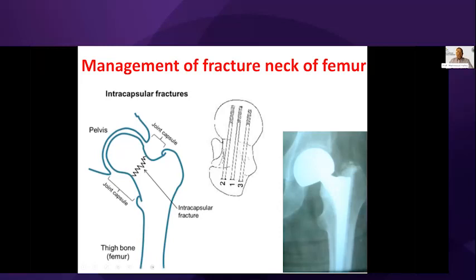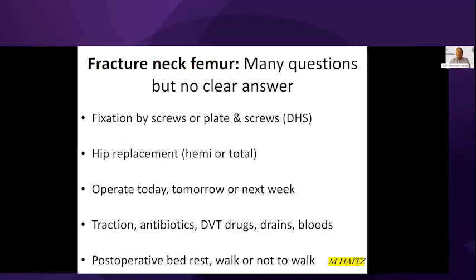Okay, when we have a fracture neck of femur, if it is intracapsular or extracapsular, with intracapsular, you may have options. With extracapsular, we have one option, and these are the basics that everybody will apply. But when we come to questions that don't have answers, like for example, if it is intracapsular, would you fix by screws or plate? Would you do a DHS or would you do a hip replacement? And when you do a hip replacement, whether you do a hemi or a total, when we operate, should it be today, tomorrow, or next week?